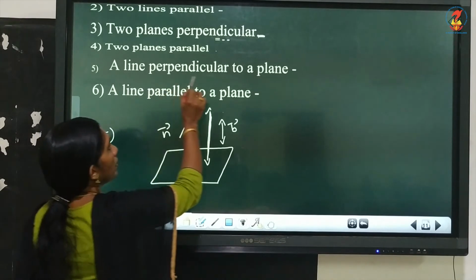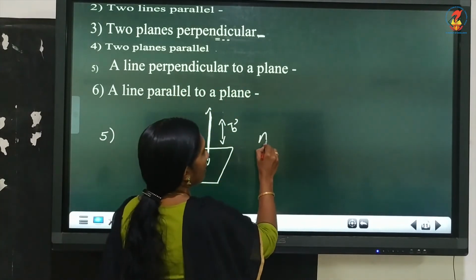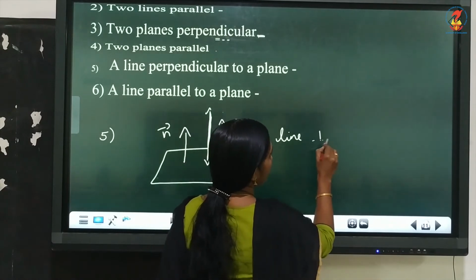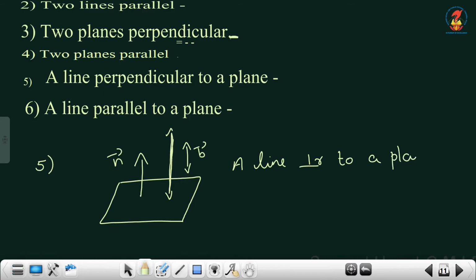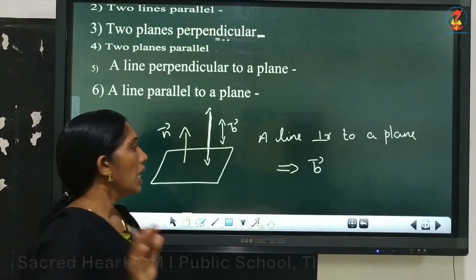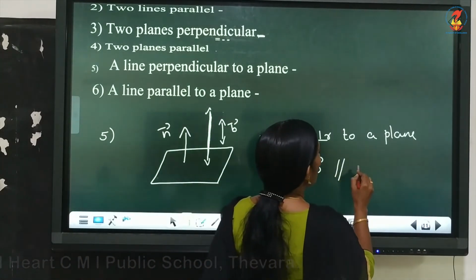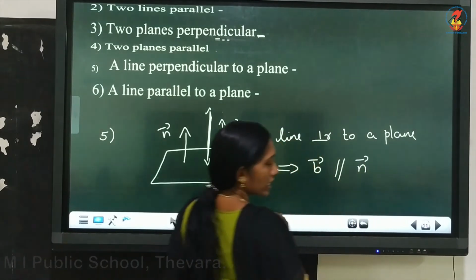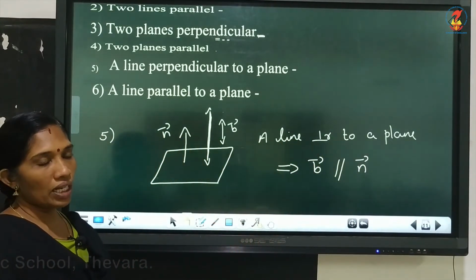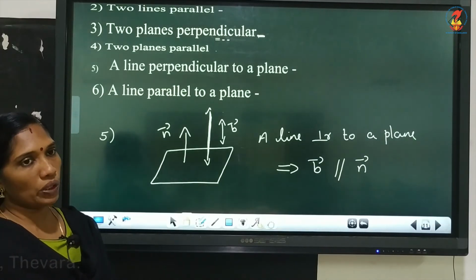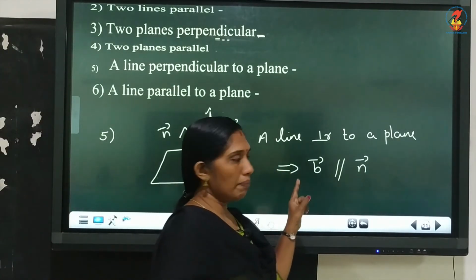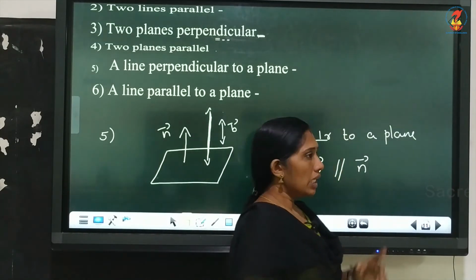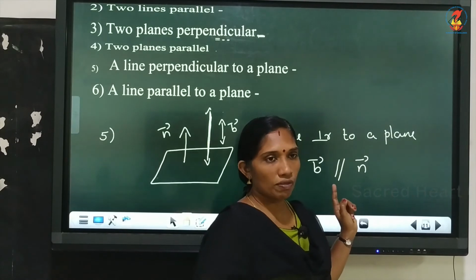So a line perpendicular to a plane. A line perpendicular to a plane means the plane, which implies vector B. What is vector B? The vector parallel to the line. Okay. Vector R is equal to A plus lambda B, the second part. That B is parallel to the normal vector. And vector n means it is the normal. Okay. So a line and a plane are perpendicular means the parallel vector of the line is parallel to the normal vector of the plane. So using this result we can solve problems.